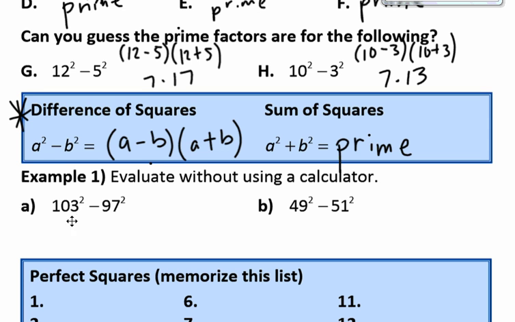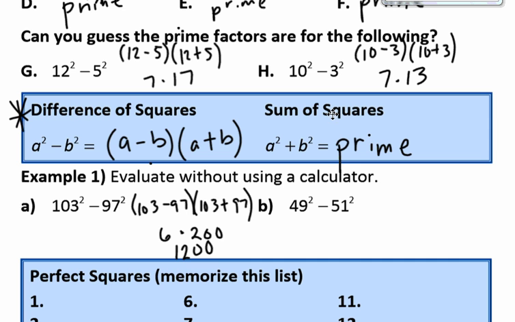So instead of sitting there and finding 103 squared minus 97 squared, which is really hard to do without a calculator, now that I know my difference of two squares, I can use that pattern. My first factor is going to be 103 minus 97, and my second factor will be 103 plus 97. So 103 minus 97 is just 6, and 103 plus 97 is 200, which is pretty easy to multiply. So that answer is going to be 1200.